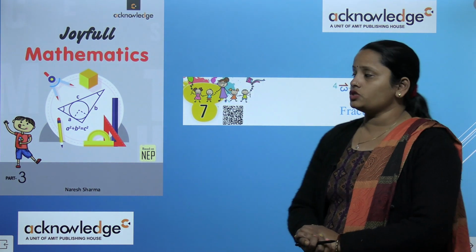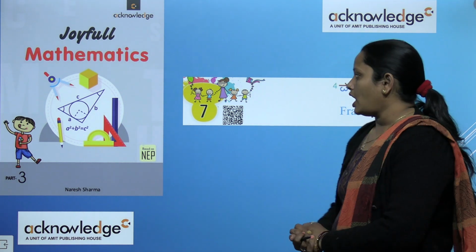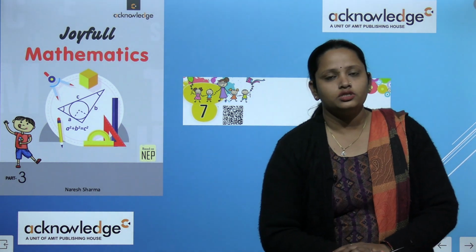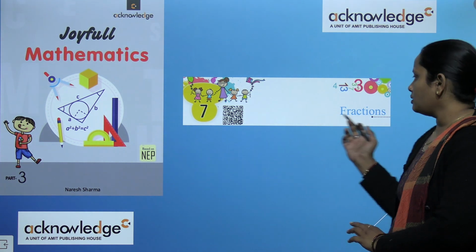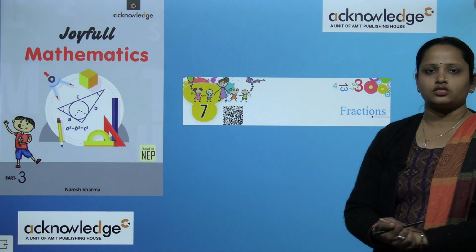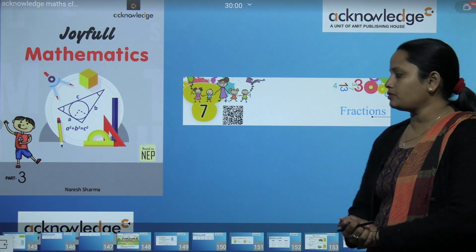This is a book, children, Joyful Mathematics. And today we are going to do chapter number 7 and the name of the chapter is Fractions. So let's start this chapter.